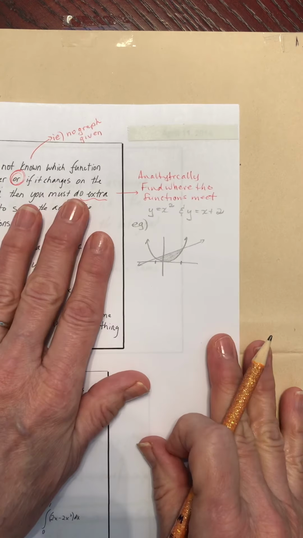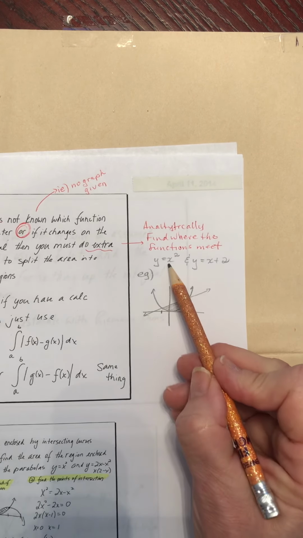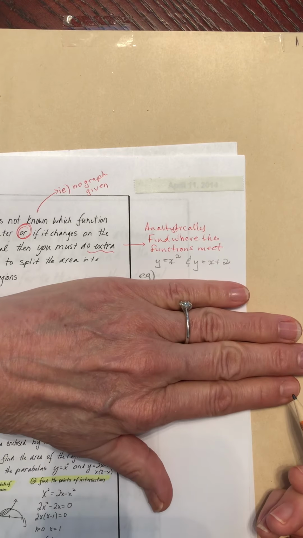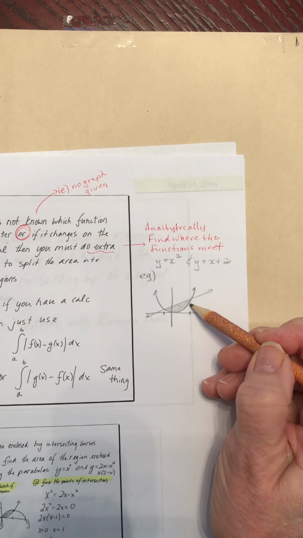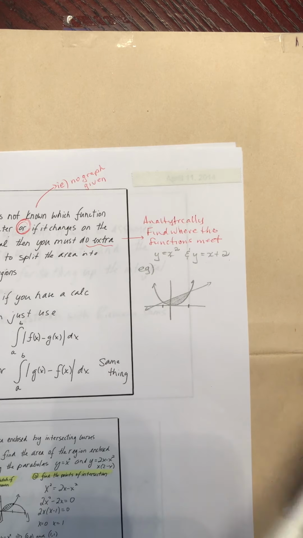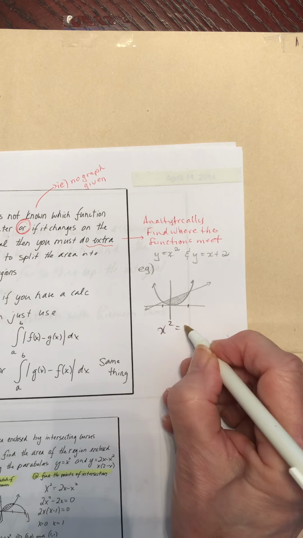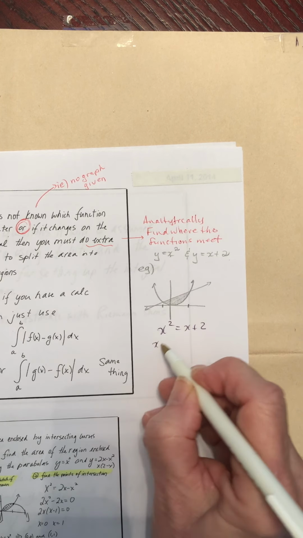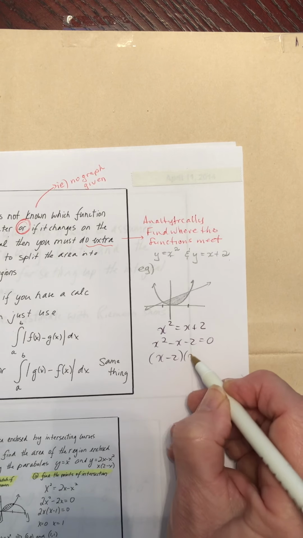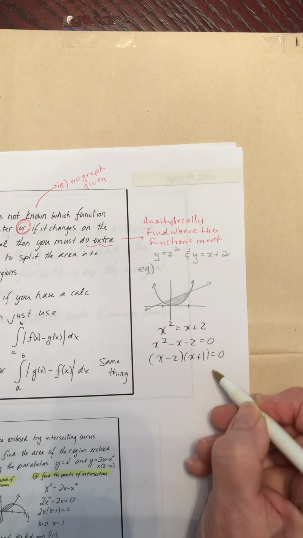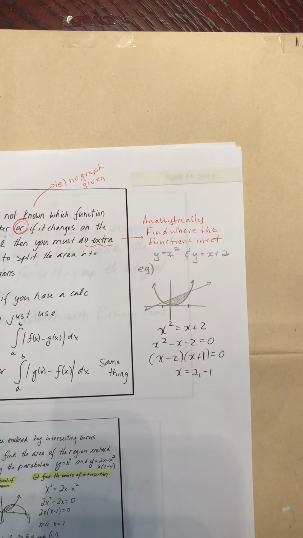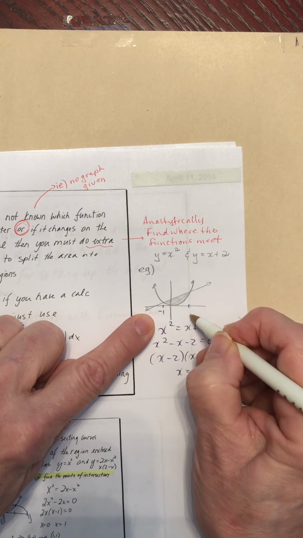So here's just a really basic example. I've got y equals x squared, and I've got y equals x plus 2. That was very easy to draw the graph. That's why I did. But otherwise, what do I want to do? I want to find out where these two things meet. So it would have been x squared equals x plus 2. You move everything over to one side, and you factor. So you're going to have x is 2 and x is -1. So now you know where they meet. They meet at -1 and they meet at 2.